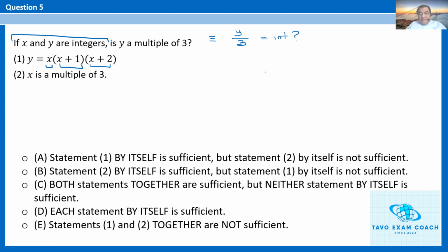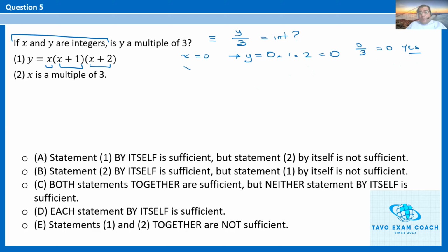Let's see what happens. If you, for example, say that x is 0, then x plus 1 is 1, and x plus 2 is 2. So this would imply that y is the product of 0 times 1 times 2, which is 0. But when you divide 0 by 3, do you get an integer? Yes, you get 0. So y is a multiple of 3. 0 is a multiple of 3. An affirmative answer to the question.